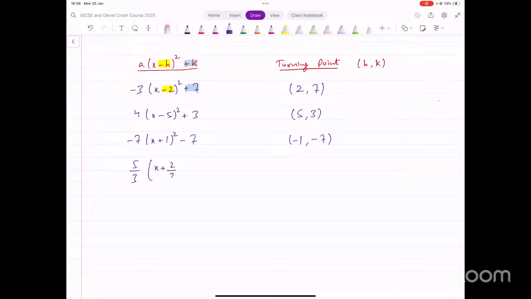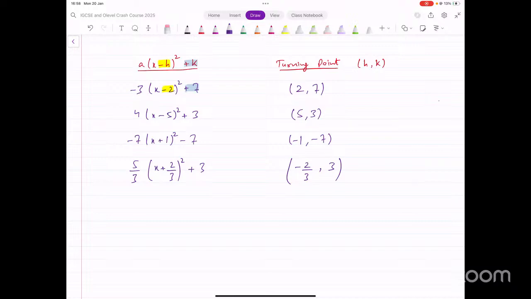If you had 5 over 3 into x plus 2 over 3 whole squared minus, or let's say plus 3 outside, what happens to this now? The number inside, this changes its sign, so it becomes minus 2 over 3. The x coordinate of the turning point will be minus 2 over 3. The number outside, this sign is going to remain the same, and the y coordinate is just 3. So given a completed square form, this is how you can write down the turning point from that.